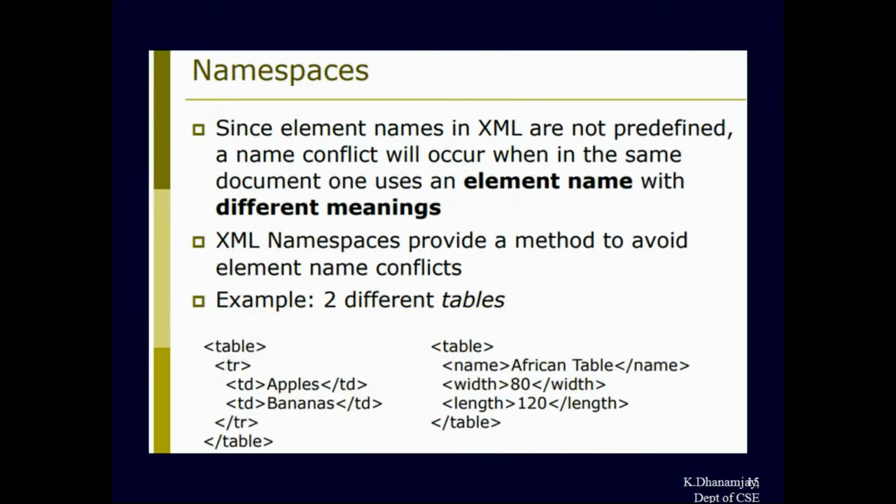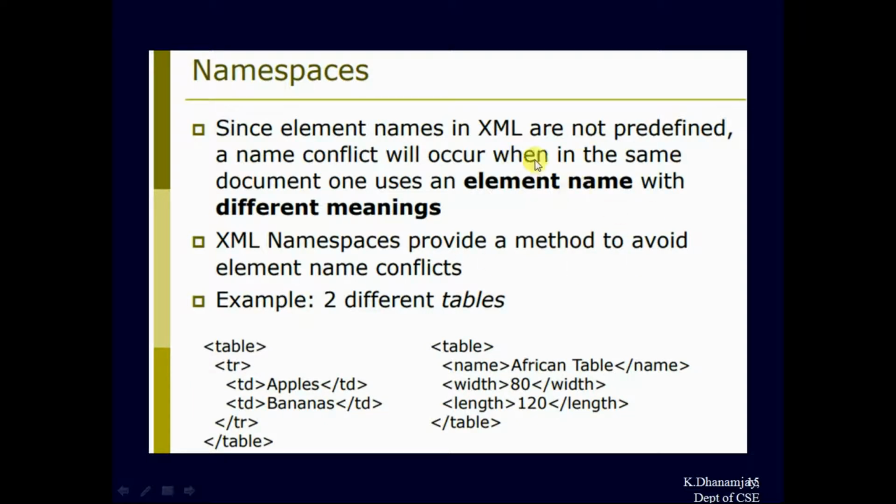So you have to specify all those things, then only the XML schema element will be valid. So what is meant by namespace? First of all, since element names in XML are not predefined, a name conflict will occur when in the same document one uses an element name with a different meaning. Consider two different tables. One table has one row with two columns, apples and bananas, and the other table is the same. Here I am using table, and here also I am using table. Where is the difference? Here two different tables are there, so two different XML namespaces provide a method like here.